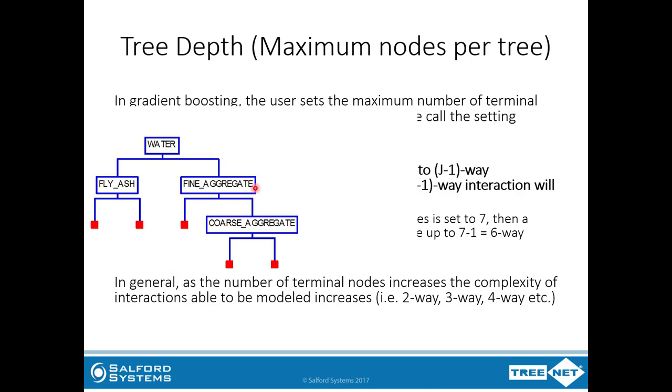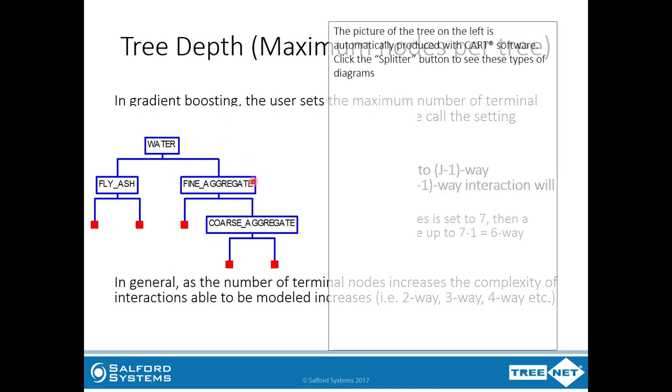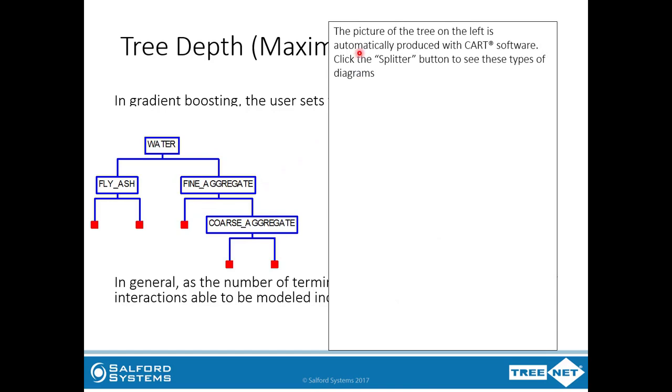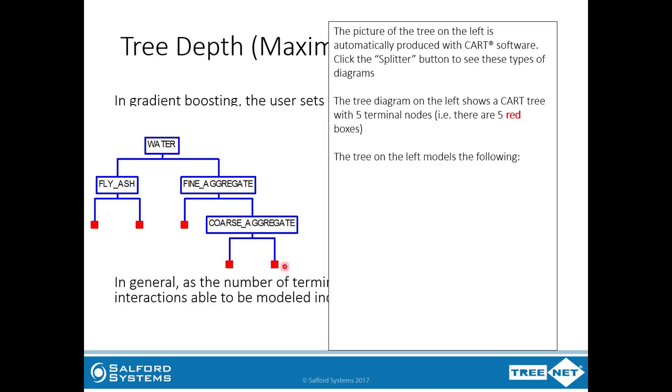So as an example, let's look at this CART tree using that concrete data set that I mentioned at the beginning of this video. Now, the picture that you see here is actually automatically produced with CART software, and you'll recognize this from the applied examples in the previous video. So this shows a CART tree with 5 terminal nodes. So we have 1, 2, 3, 4, and 5 terminal nodes, each one of these red boxes.